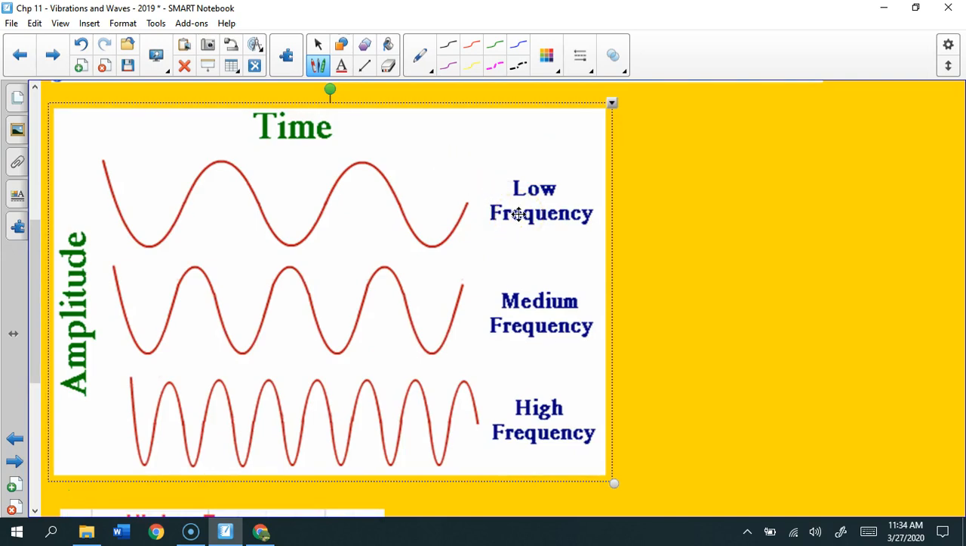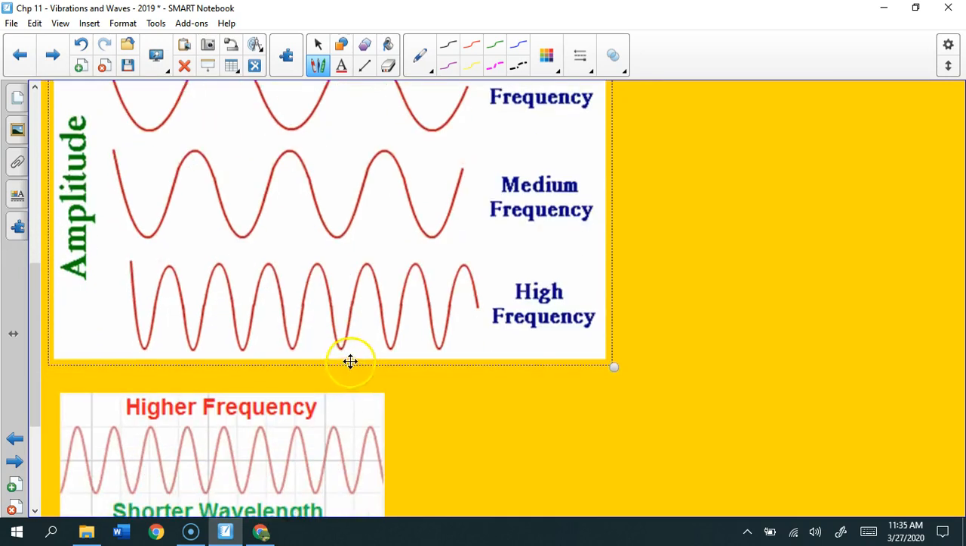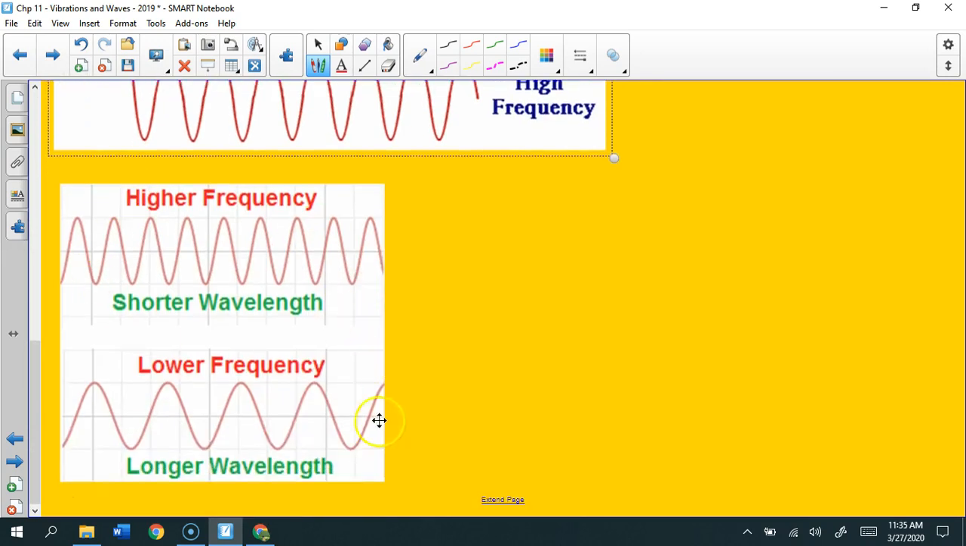Low frequency looks like this. I should have probably shown this to you before I went to that other app, but low frequency is the top type of wave, whereas high frequency is the bottom one. Again, you're just fitting more into that same amount of space or the same amount of time. That's what higher frequency stands for. At the same time, a low frequency will have a larger wavelength and a high frequency will have a smaller wavelength. And that's essentially saying the same thing that I just showed you.